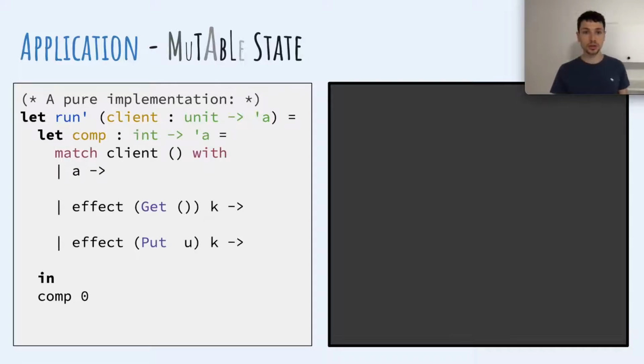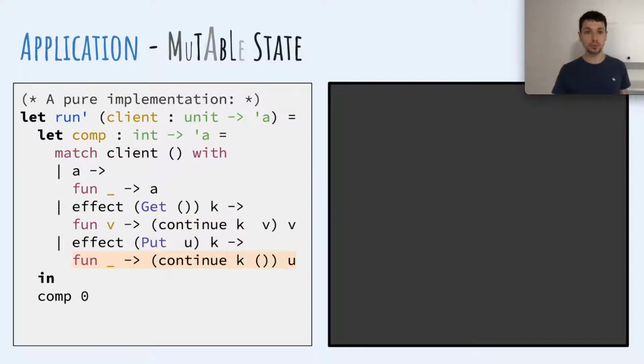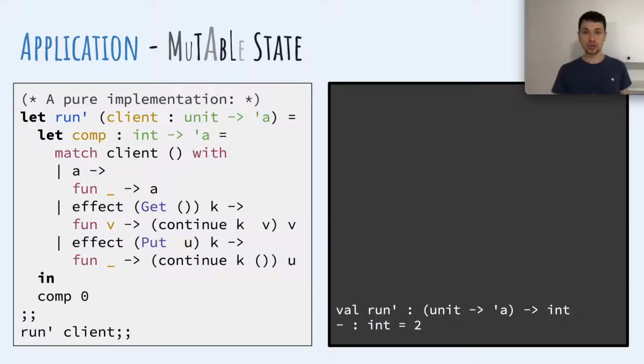So here is the implementation, and the strategy is to transform the client into a function that takes as its argument the initial state of the cell. If the client returns normally, we are going to simply ignore the state. If the client performs a get effect, we are going to continue the client with the current state, and if it performs a put effect, we continue with the value unit. Then we execute this function by applying it to 0, the initial state. We can also make a dynamic check, and it also seems correct.